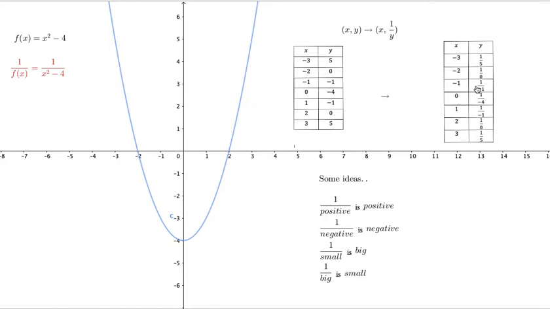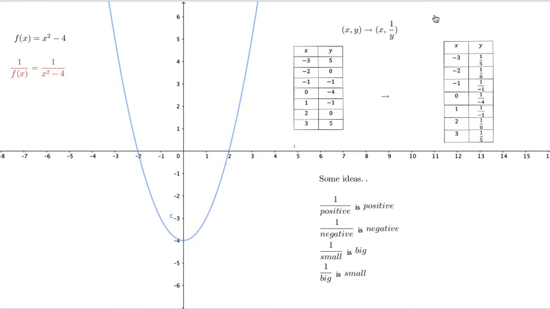-2, 0 becomes -2, 1 over 0. And I know some of you guys are cringing because you cannot divide by 0. Let's continue anyways. -1 becomes -1, 1 over -1. 0, -4 becomes 0, 1 over -4. 1, -1 becomes 1, 1 over -1, etc., etc.